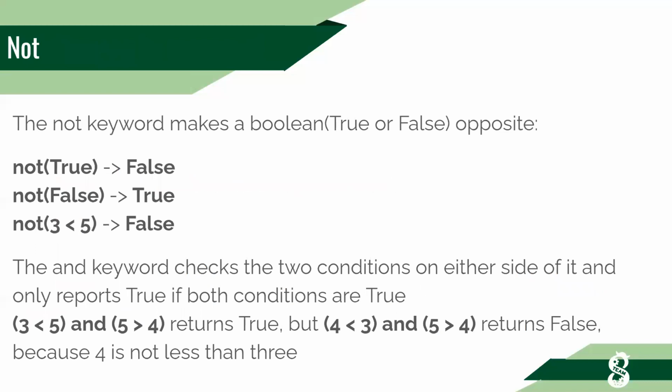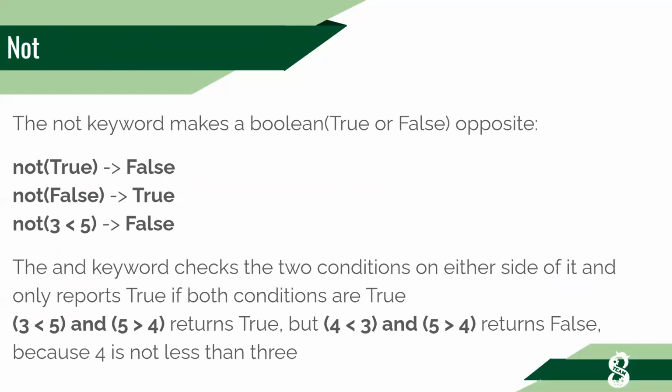So there are 3 keywords, other than just the operators. There are a couple other words you can put into your if conditions. There's the not keyword, which makes a Boolean true or false opposite. In these examples, if you have the Boolean true and put a not around it, it becomes false.